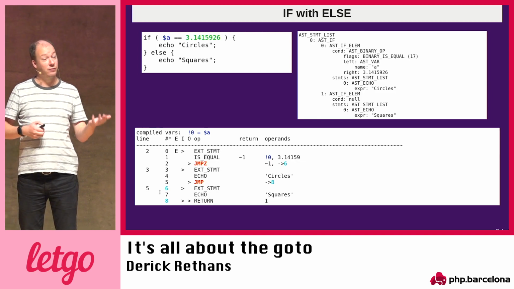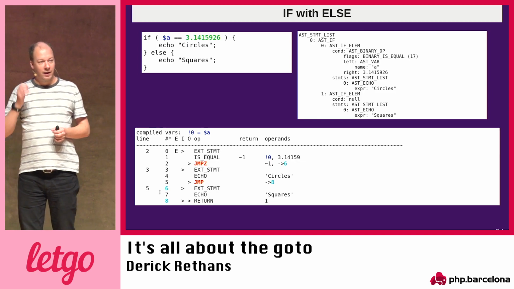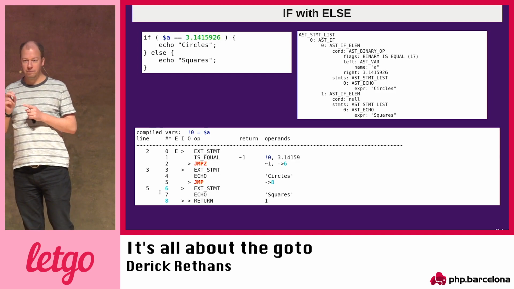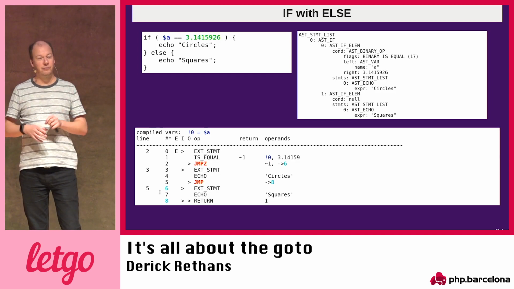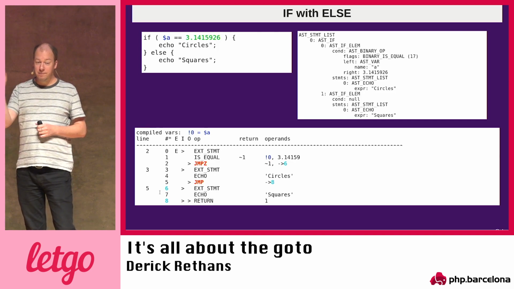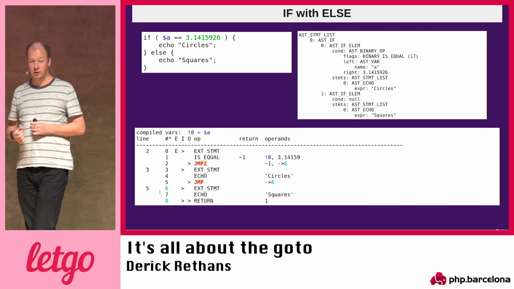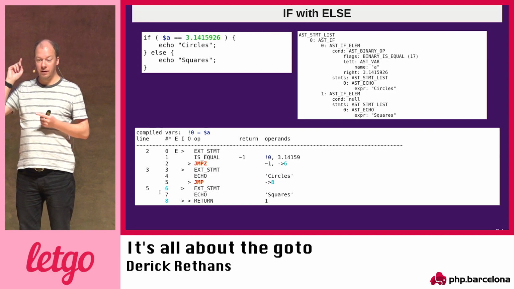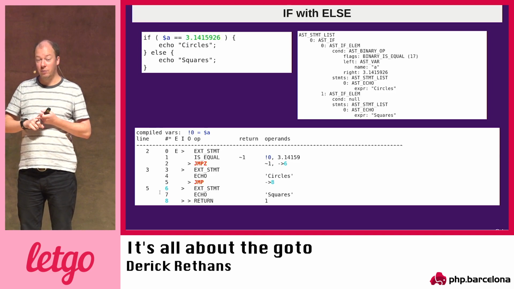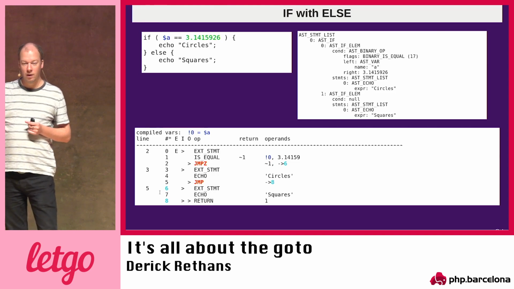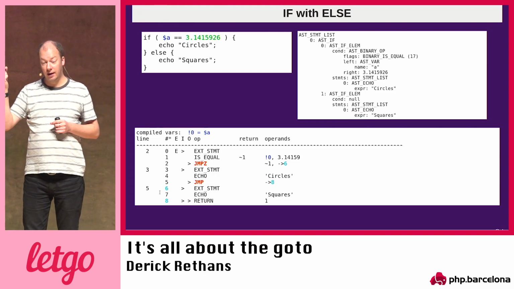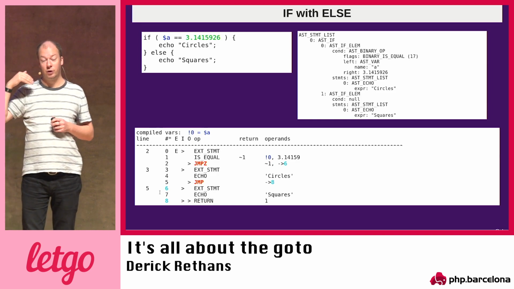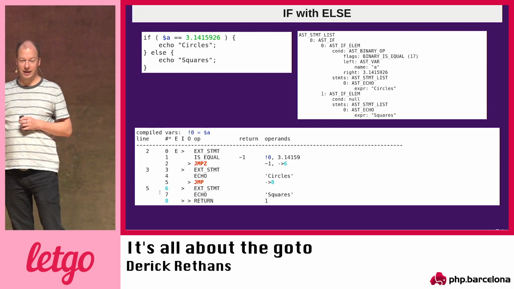So let's have a look at the if with the else. In this case, we're comparing a to the value of pi, or a truncated version of pi. If it matches, we return circles, otherwise we return squares. The AST on the right-hand side is, again, one if statement. The first element in there is an AST if element, where we compare the A with the value which is sort of pi, and the statement that matches is echo circles, which is the first statement under the first AST if element.